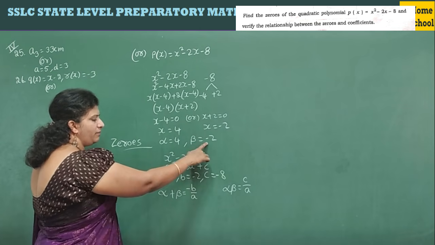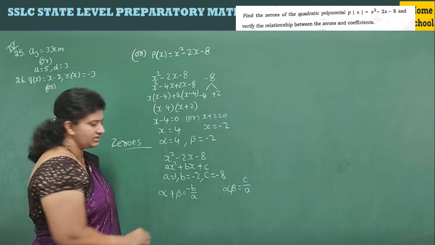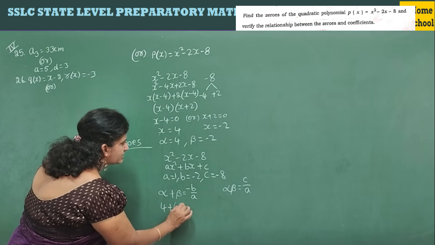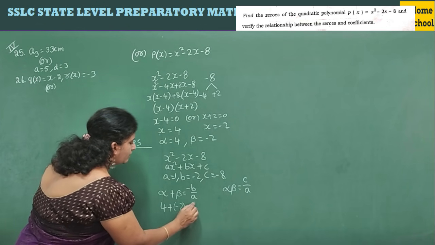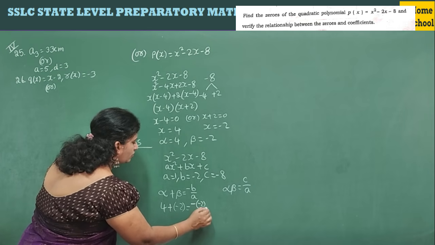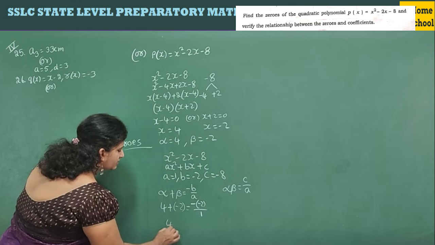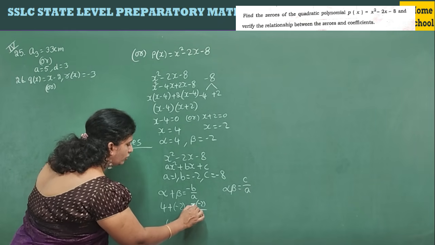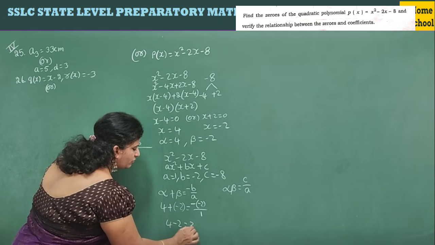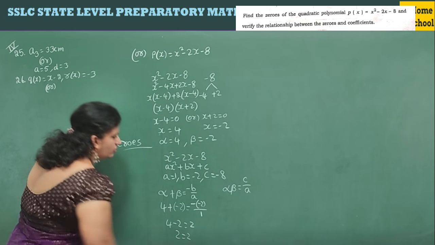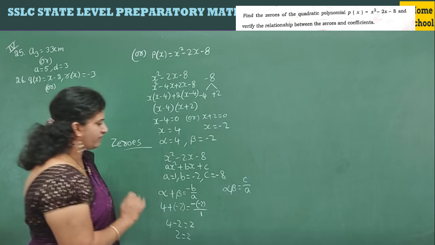Substitute alpha, beta, a, b, c values here. Alpha value 4, beta value is minus 2. B value is minus 2 by a value is 1. Plus into minus minus 4 minus 2 is equal to minus into minus plus 2 by 1 is 2. 4 minus 2, 2 is equal to 2. Sum of the zeros is satisfied here.